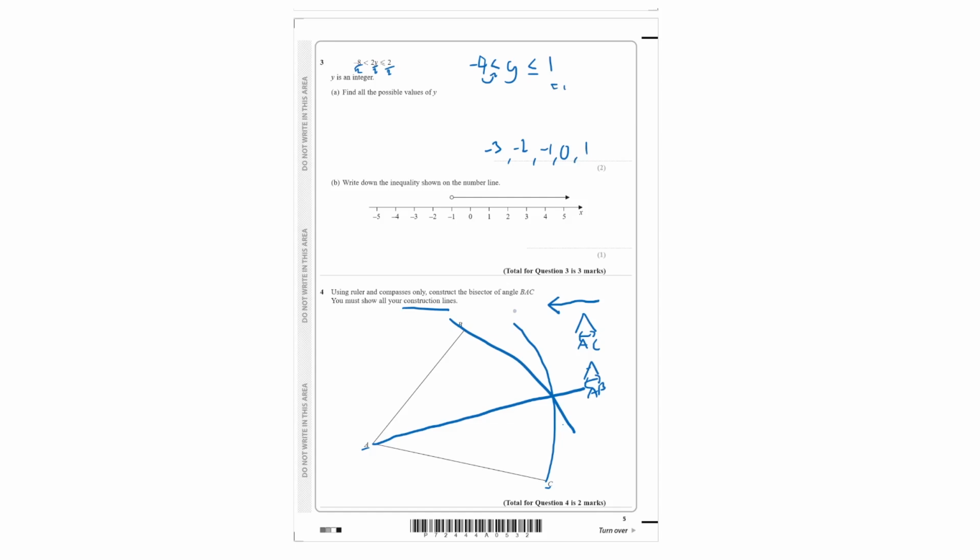Write down the inequality shown on the number line. When it goes from negative to positive, we know that it's greater than, and since x is given here, we simply write x. And we can see that it is perpendicular to negative 1.